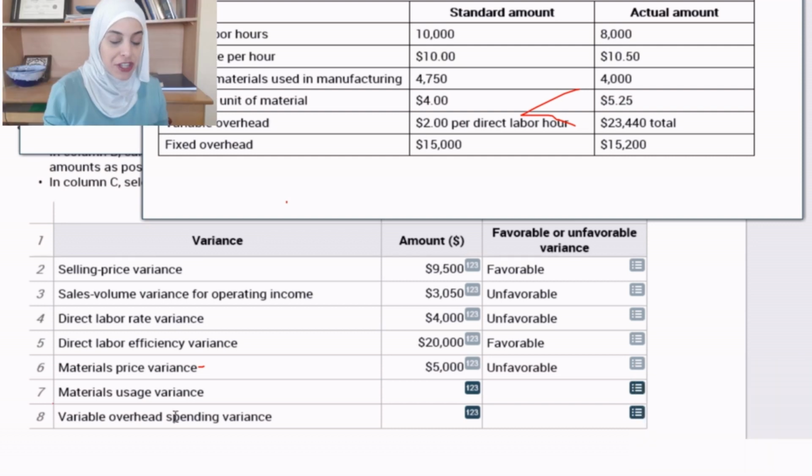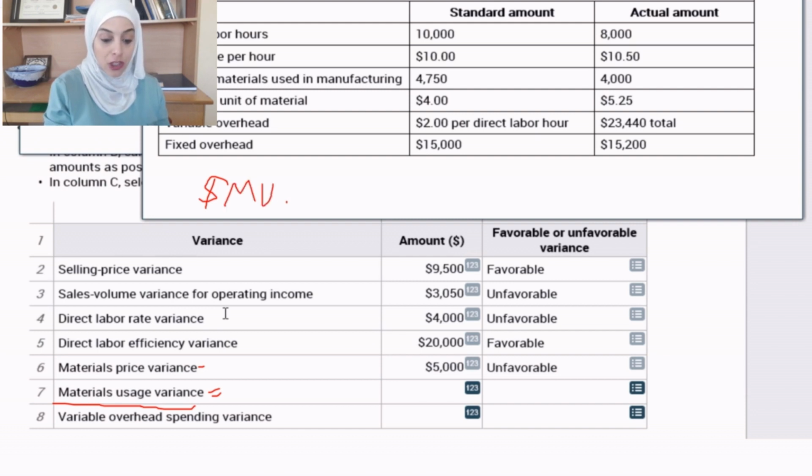Next question here says material usage variance. Again, from its name, we're going to take the units of materials sold. So we're going to take the difference between the actual units sold minus the standard units of materials sold, and times that by the standard material price per unit.